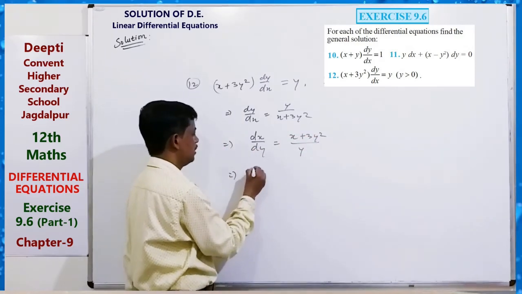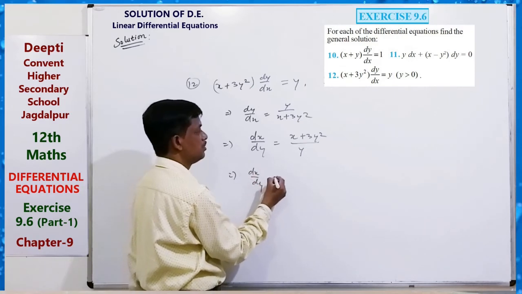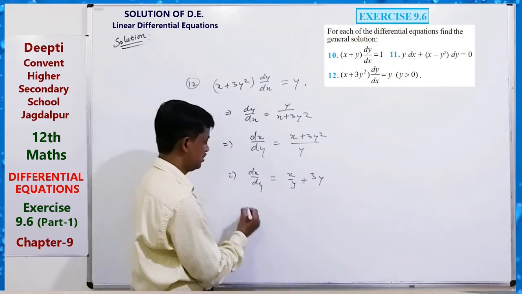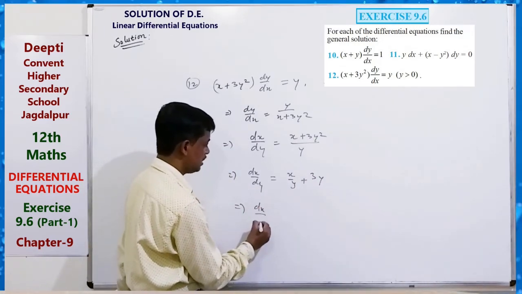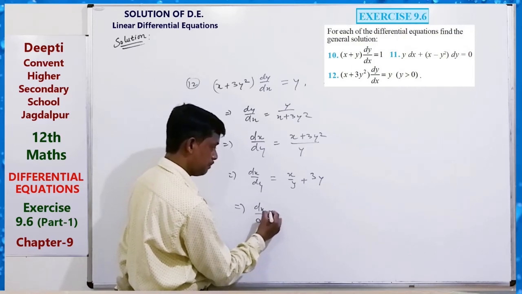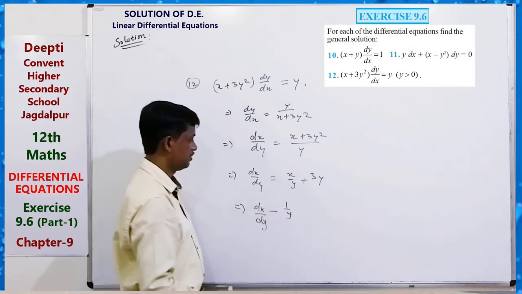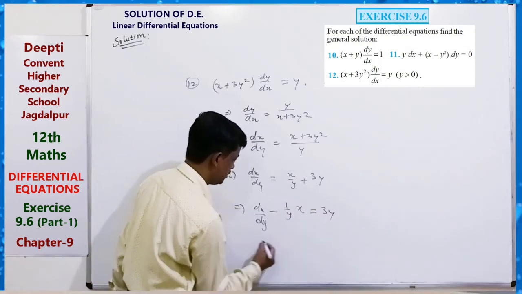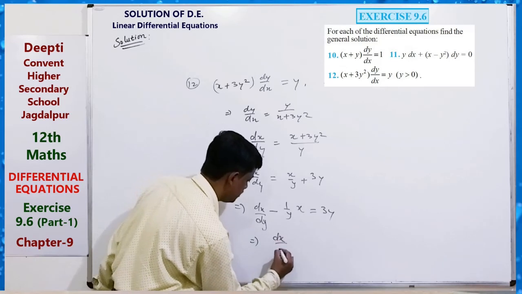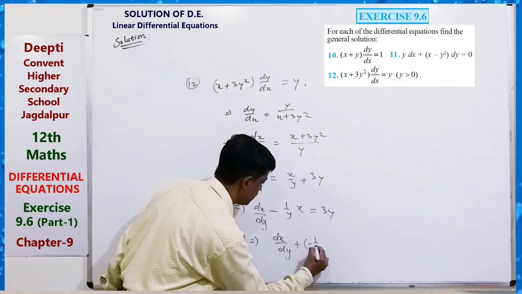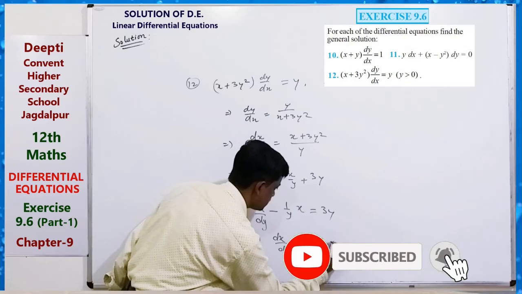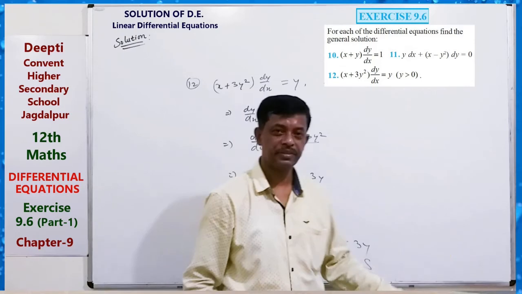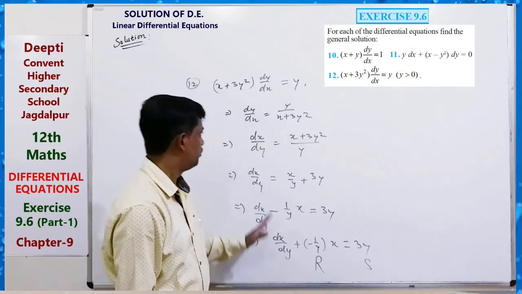We can see that dx by dy equals x by y plus 3y. So we can write dx by dy minus 1 by y times x equals 3y. So dx upon dy plus (minus 1 upon y) x equals 3y. This is R, this is S.